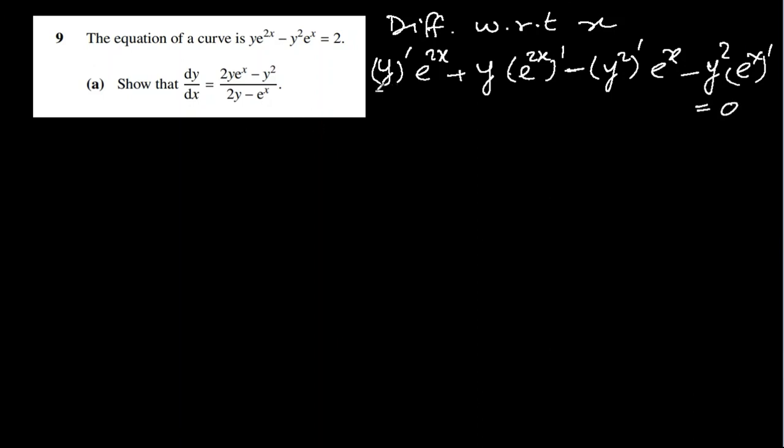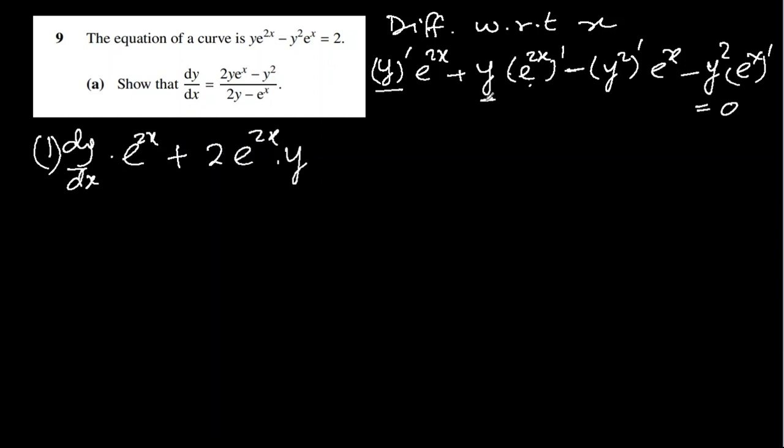So let's differentiate this one, which will be 1 dy over dx. That is differentiation of y. And e to the power 2x is what it is. Plus differentiation of e to the power 2x will be 2 e to the power 2x, and then we have y, which was here. Minus differentiation of y square is 2y dy over dx, minus y square, and differentiation of e to the power x is e to the power x, no change.